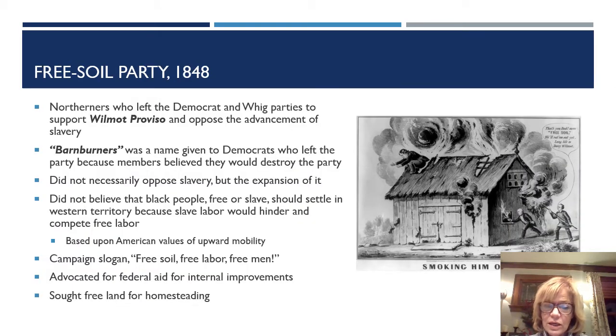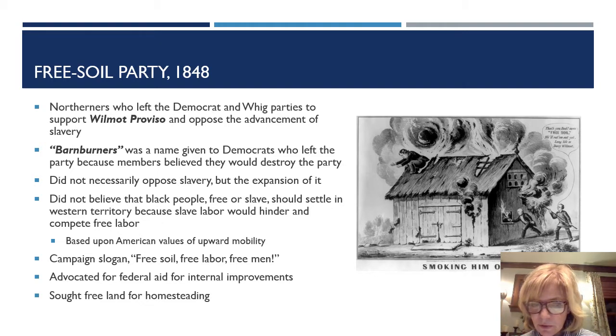Okay, so what we get is a lot of political debate about slavery. And as we talked about before, there was the Wilmot Proviso. So supporters of the Wilmot Proviso and others, maybe a lot of Northern Democrats who are opposed to slavery, come together and form this new party, which is the Free Soil Party. And this is a political cartoon of that on the right.